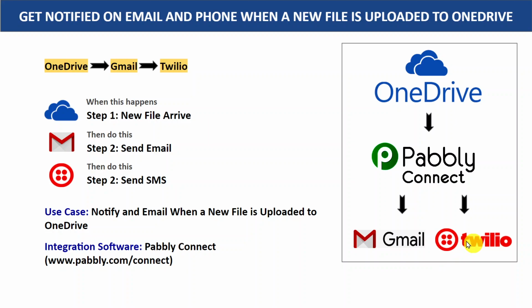That's why we are going to integrate these three applications with the help of an integration software that is Pabbly Connect. So that whenever a new file is uploaded in OneDrive, Pabbly Connect will automatically send an email as well as SMS notification at the same time. And you know what the best part is? This process requires no coding knowledge and any non-technical person can also do this easily. So let's begin with the process and an example.